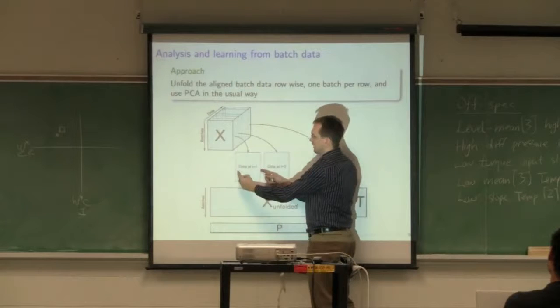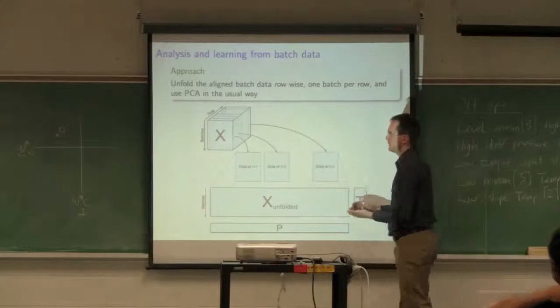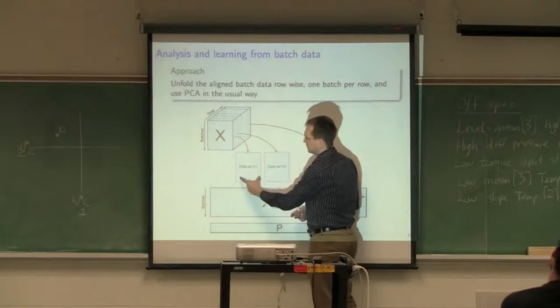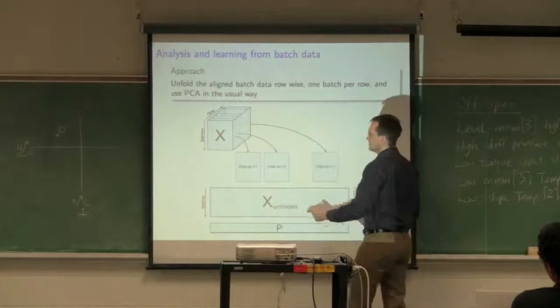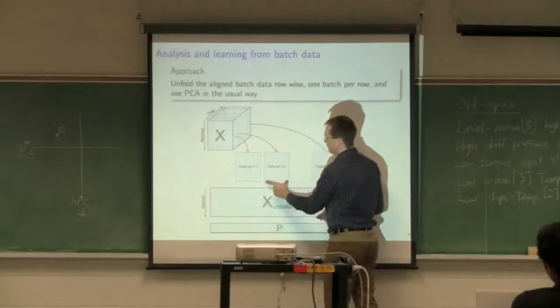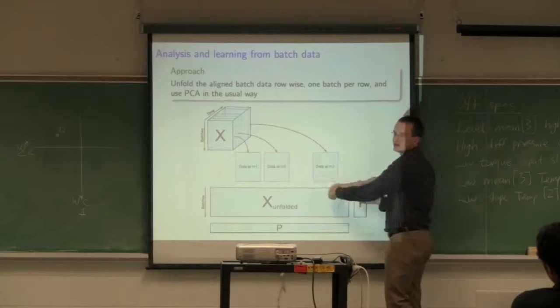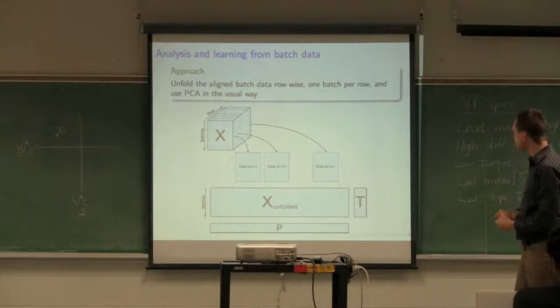Let's take a case where we have 100 time steps, so a 100-minute duration batch. And let's say we've got 10 columns. So this will consist of my 10 columns at time one, 10 columns at time two, all the way up to 10 columns at time 100. So there's 1,000 columns there, 10 by 100.